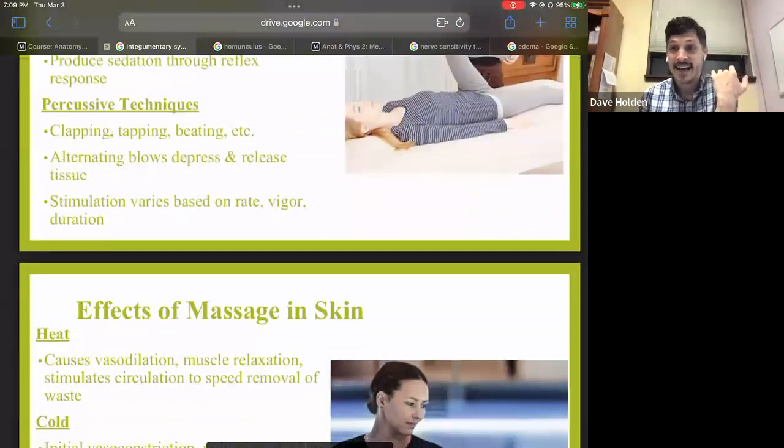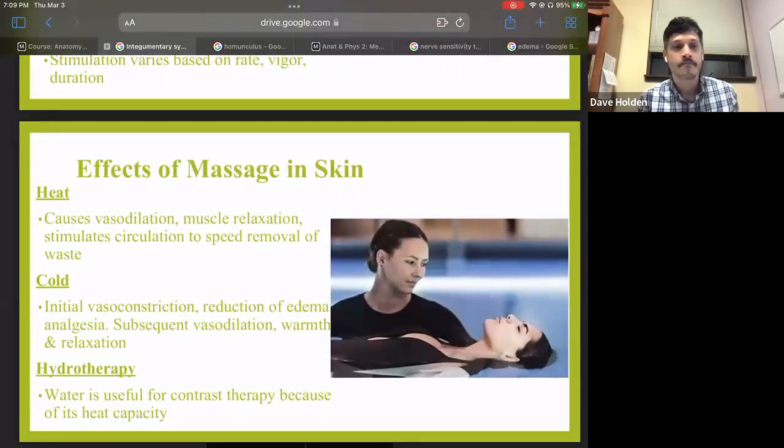All right, last slide, my friends, last slide. The effects of massage on the skin. We'll talk about heat, cold, and hydrotherapy. When you apply heat to the skin, your body wants to suck up all of that heat. So when you put heat on the skin, it causes vasodilation. Those blood vessels get larger to bring more blood to the surface so they can absorb the heat and then burrow back into the body and distribute that heat.